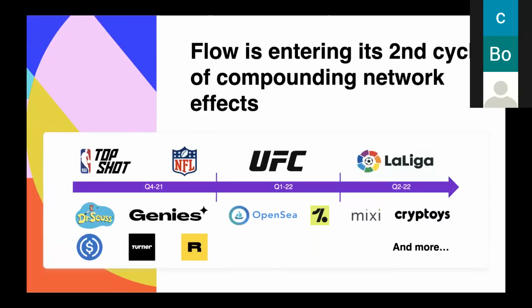And now Flow is entering its second cycle of compounding network effects. Since Top Shot became the first mainstream consumer-grade blockchain application, many traditional big brands have realized digital transformation, and they started to build their own platforms on Flow, like NFL, USC, La Liga, Genius, Dr. Seuss, and many more. They are all ready to launch their own blockchain-enabled experiences on Flow, kicking off the next cycle of compounding network effects, which already has much more weight from the start.